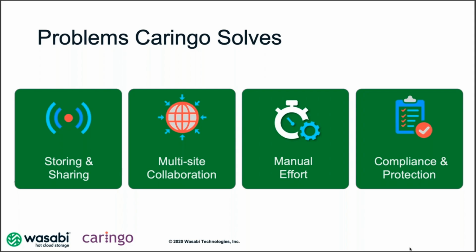How do you do collaboration between different sites? So think of active sites where you've got multiple geographies around the country or around the world that need to have access to the same content, and create and share that content in real time with each other.